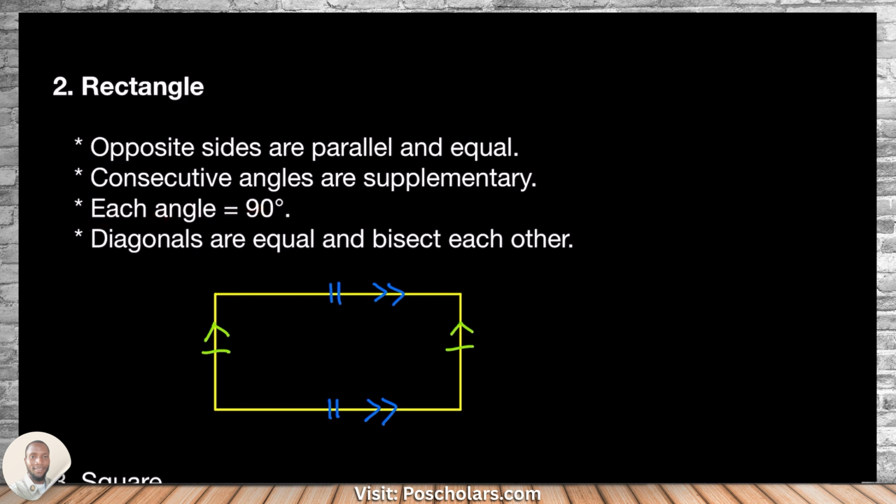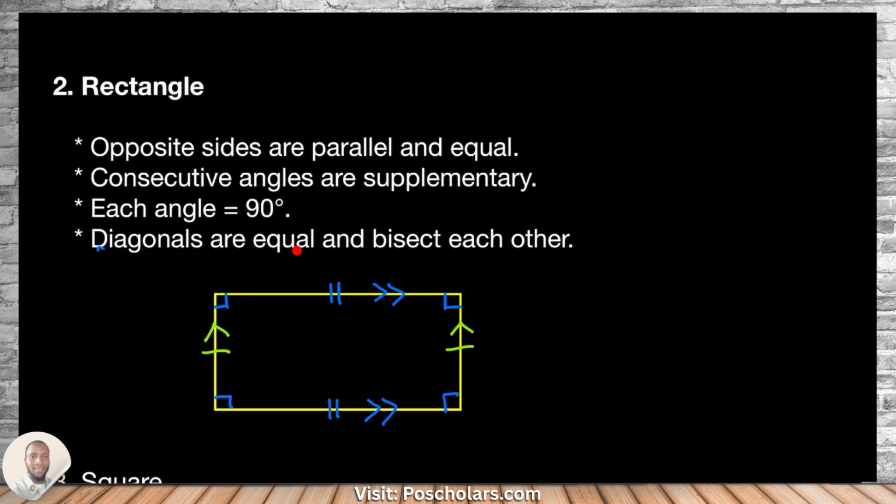So yes, 90 degrees is always represented with a small square. 90 degrees, 90 degrees, 90 degrees, and 90 degrees, right? So definitely the consecutive angles at this angle and this angle, when you add them, indeed you get what? 180.